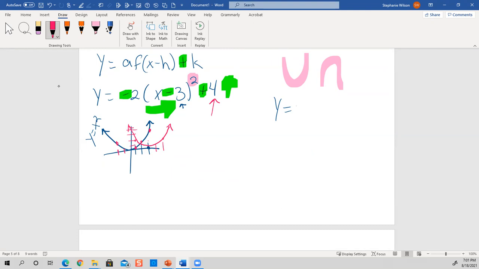Now we need to do this reflection here. It says a reflection about the x-axis. So we know that it's going to flip it all down this way. It's going to look better when you draw it. And now we have this.